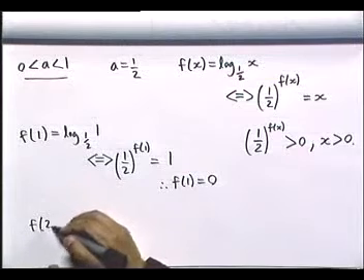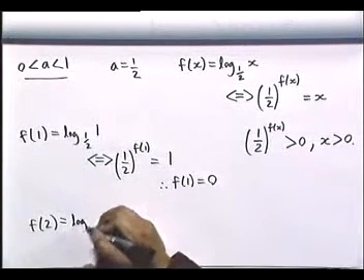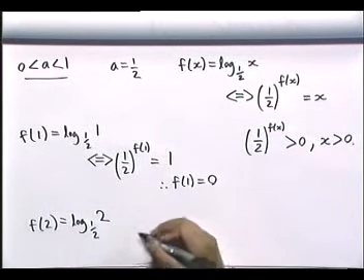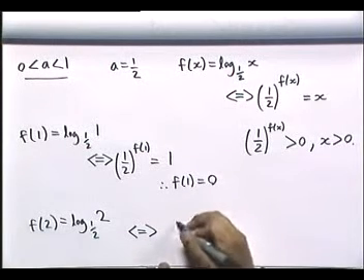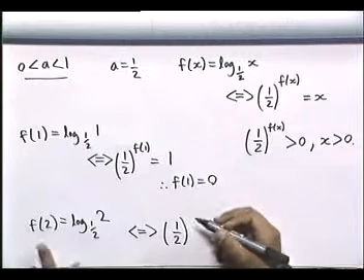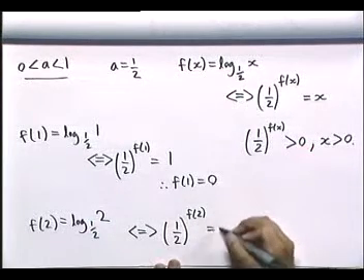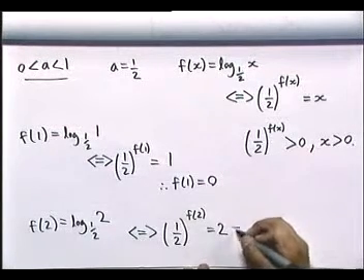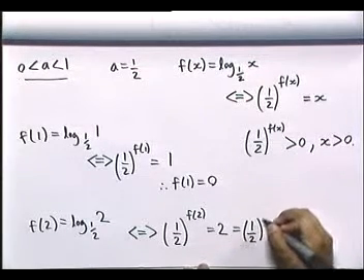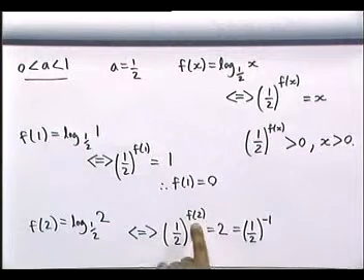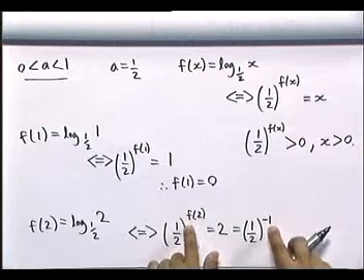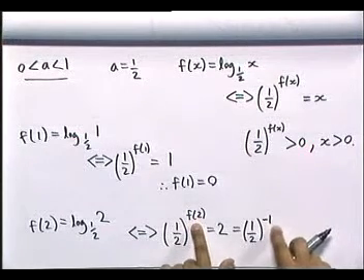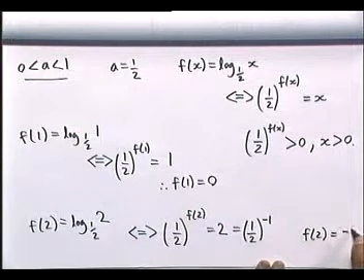Secondly, look at f of 2. This gives us the log of 2 to the base 1/2. And remember, this is equivalent to saying that we've got 1/2 to some power, in this case f of 2, is equal to 2. So how do we find out what this power's got to be? Well, we want to look at rewriting this number 2. And this is where the negative powers come in useful. So we can actually write this as 1/2 to the power of -1. If 1/2 to the power of f of 2 equals 1/2 to the power of -1, then these powers must be the same. So f of 2 equals -1.